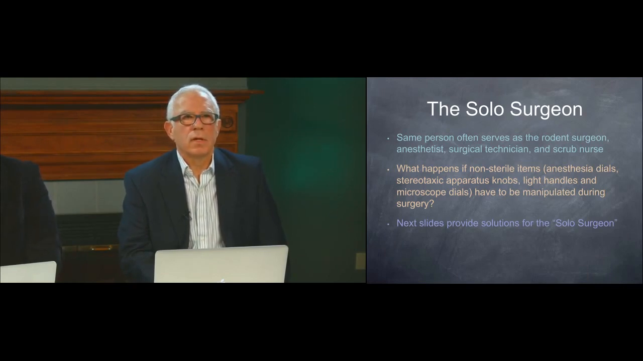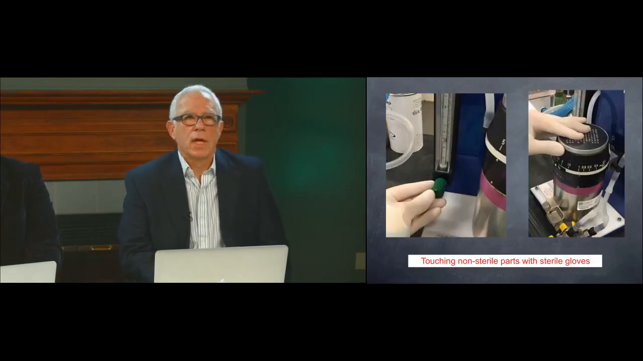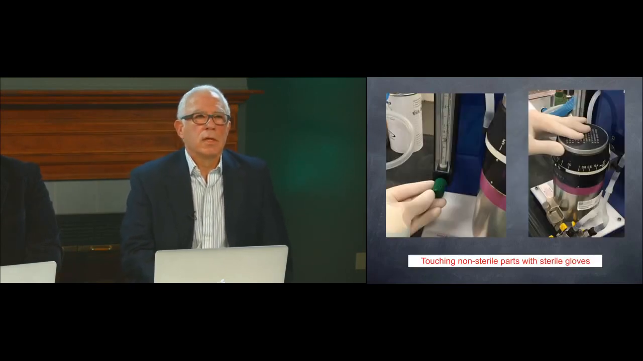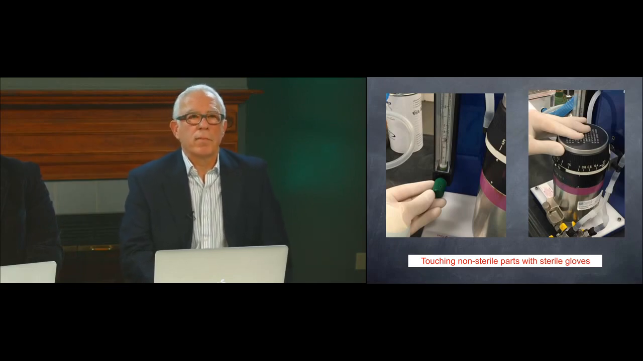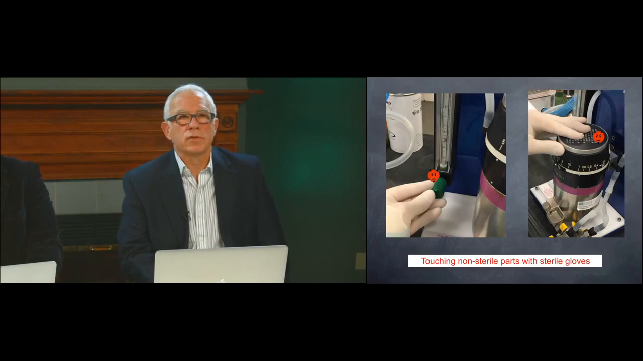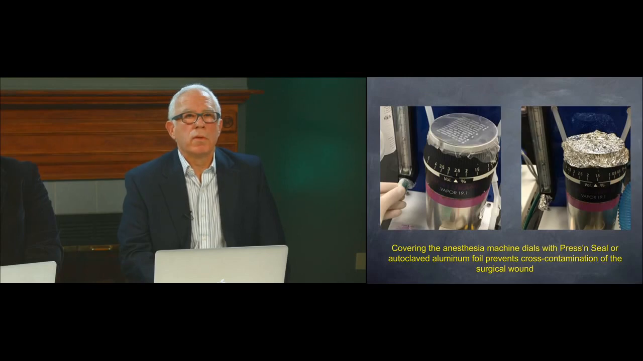Look at this right here. What is Mitch doing? He has sterile gloves and on the left he's touching the dial to the oxygen flow, and he is touching the isoflurane vaporizer. He has to adjust it to deepen or lighten the animal with sterile gloves. That's a problem. So why don't we just use either press and seal or autoclaved aluminum foil.